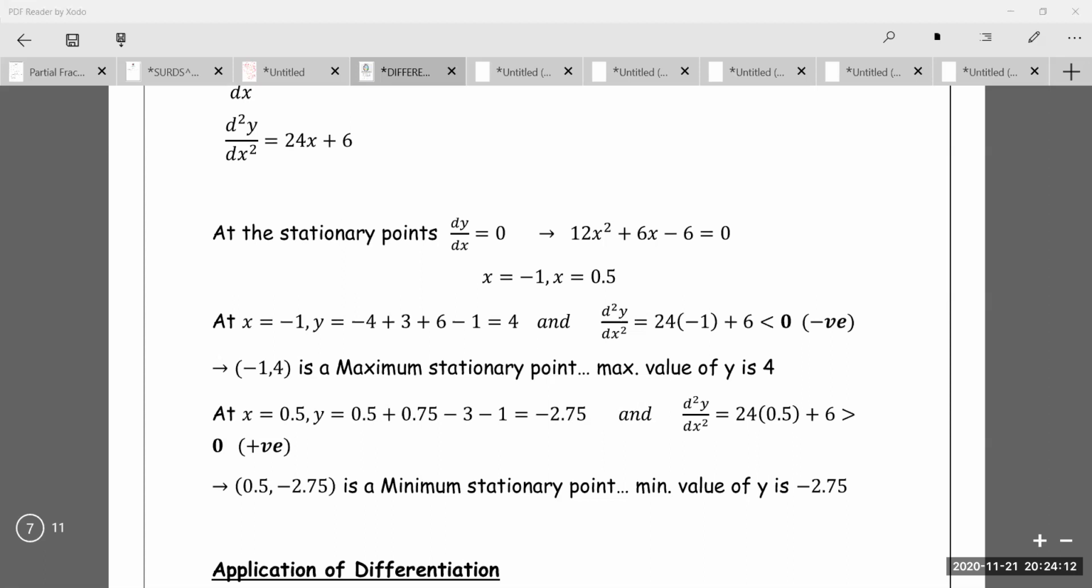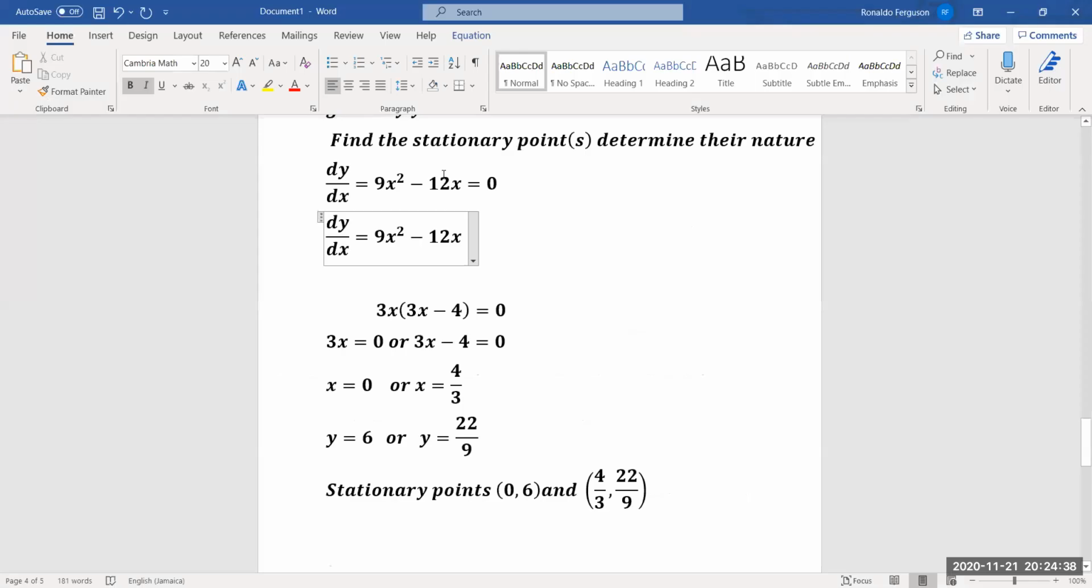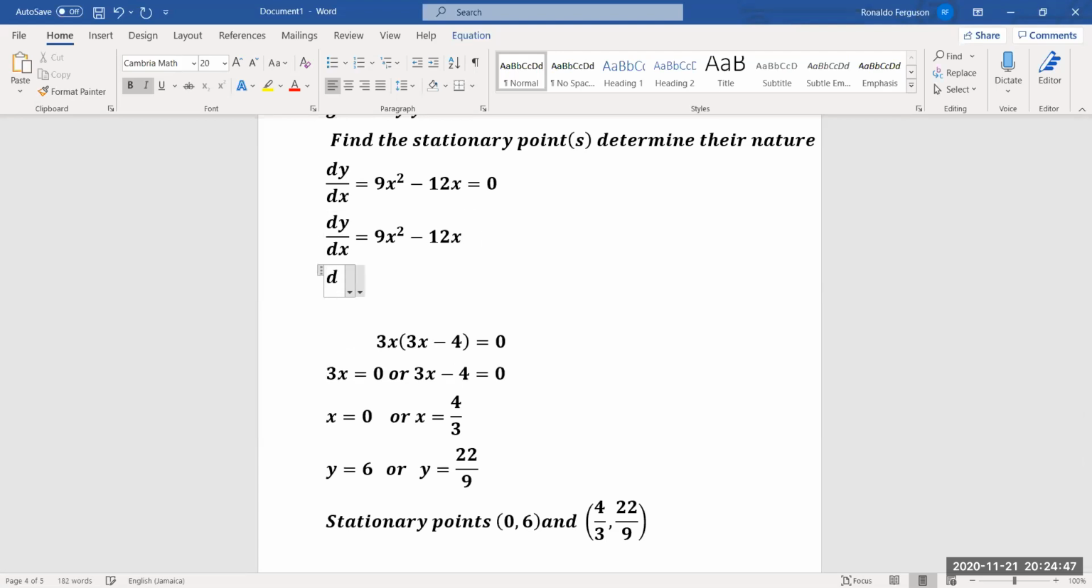All right, so we have dy by dx is 9x squared minus 12x. So how would we find d2y by dx squared? Can you switch over the screen? All right, so I'm saying that we have dy by dx is 9x squared minus 12x. How do we find d2y by dx squared now? What's d2y by dx squared?